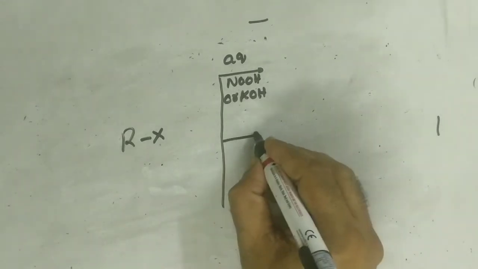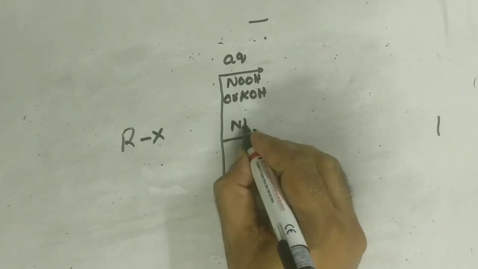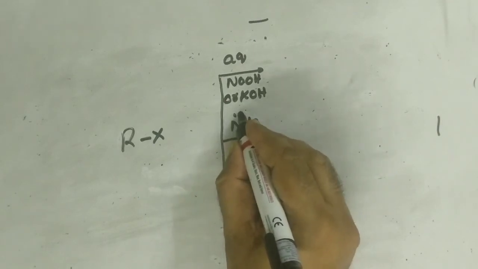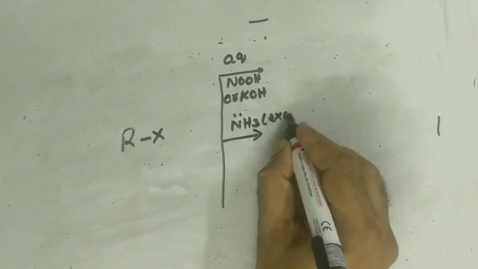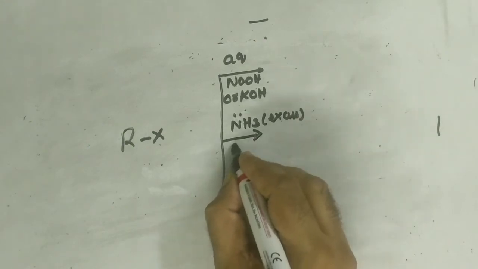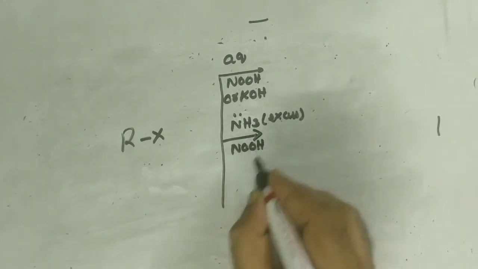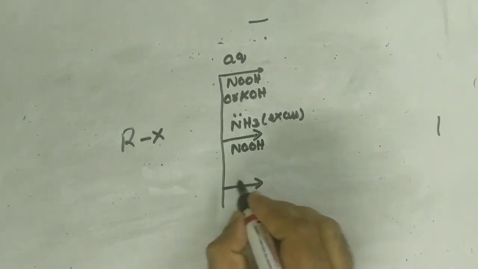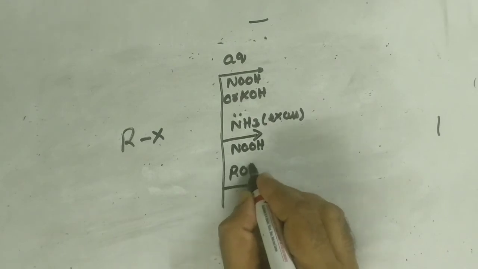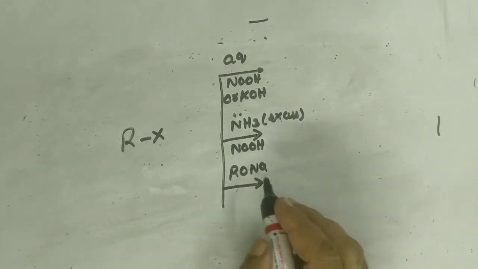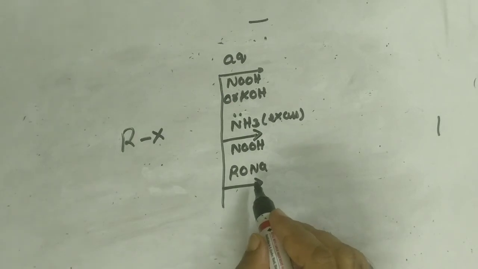Second reaction, we are going to use a nucleophile NH3. We have to take NH3 in excess in the presence of NaOH. Next reaction, though we already discussed ether, is the reaction with RONa. Remember Williamson's reaction, RX plus RONa, we get an ether. So we'll be discussing this Williamson synthesis also.